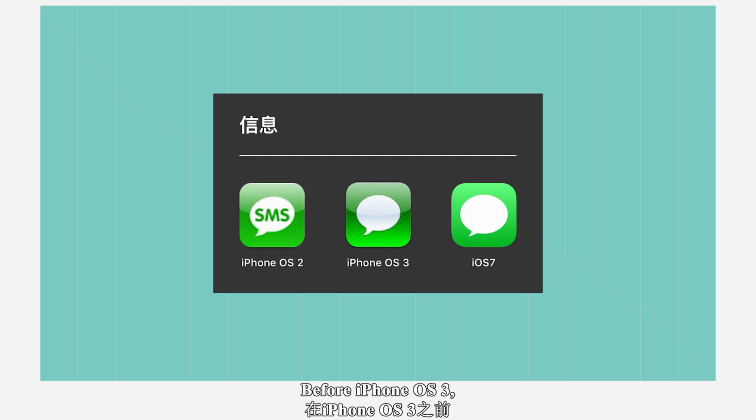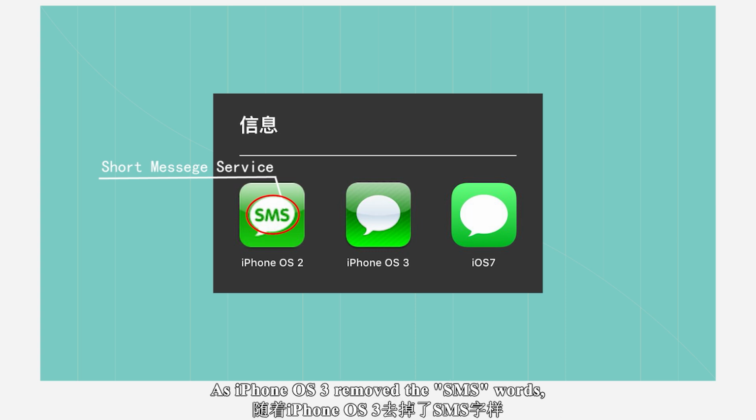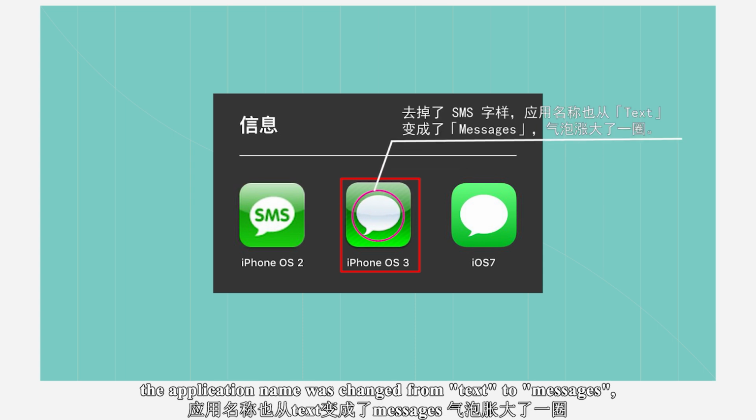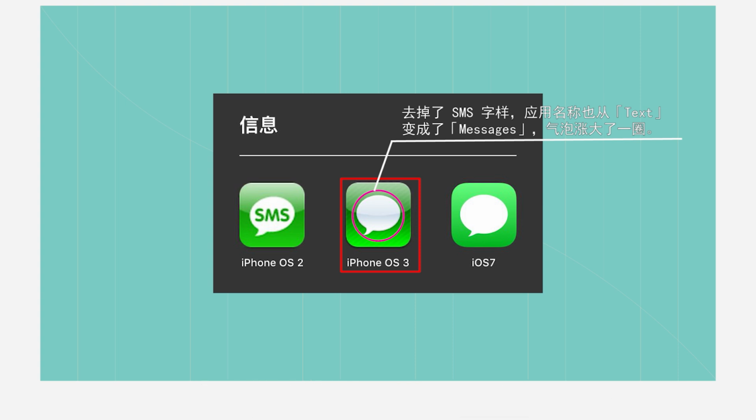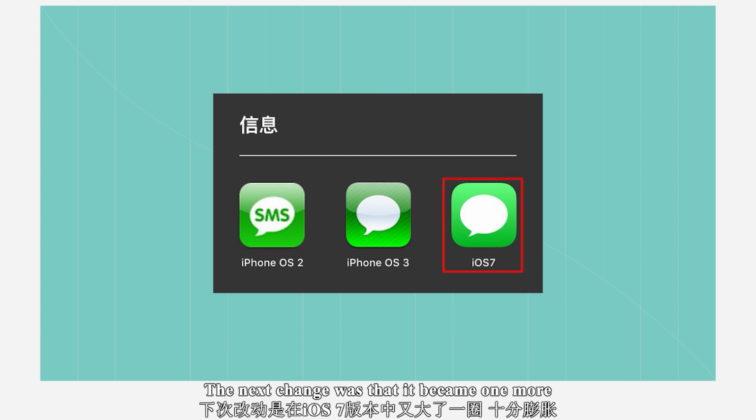Before iPhone OS 3, the bubble of the Messages icon had the words SMS, short message service, in it. As iPhone OS 3 removed the SMS words, the application name was changed from text to messages, and the bubble expanded by one circle. After that, iOS 5 had the iMessage function, but it did not have any impact on the icon. The next change was that it became one more circle larger in iOS 7, looking quite inflated.